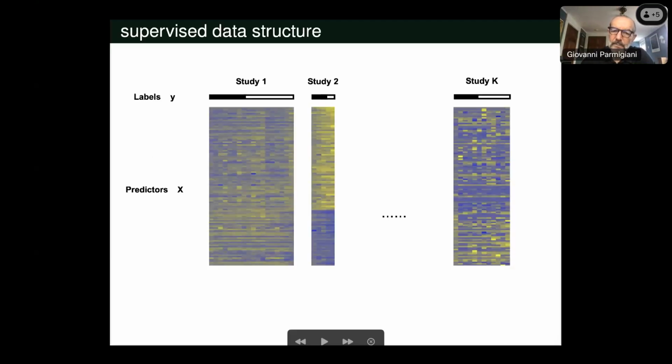So just to define the problem, we have multiple matrices of predictors corresponding to multiple studies, in this case, case studies. The predictors in all the illustrative examples represent gene expression, but you can put in whatever you'd like. And then there are labels. In this case, the labels are binary, but they don't need to be.